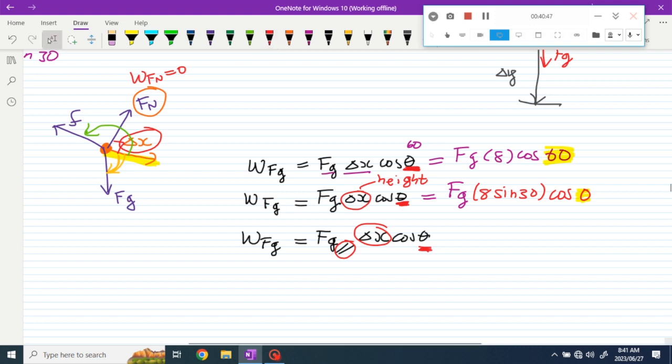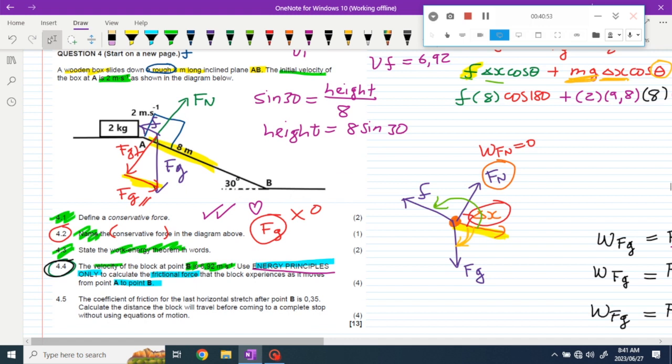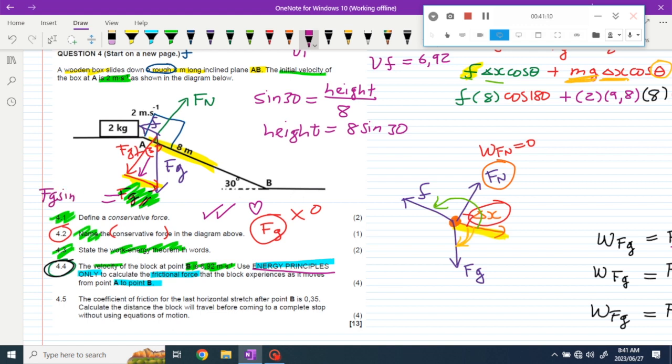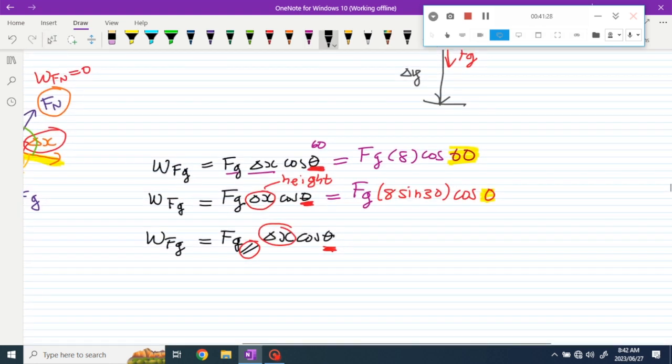But that means we need to first calculate Fg parallel. Okay, and when we calculate Fg parallel, there's a theta involved. So going back to my sketch, we know this angle here is 30 degrees. To get Fg parallel, what am I going to use? Cos or sine? Sine. It is oppositely angled, so to calculate Fg parallel, we're going to use Fg sine theta. This theta has nothing to do with work, energy, and power. This theta is this angle over there. Okay? So when you see this in your marking guidelines, they're going to expand it like this.